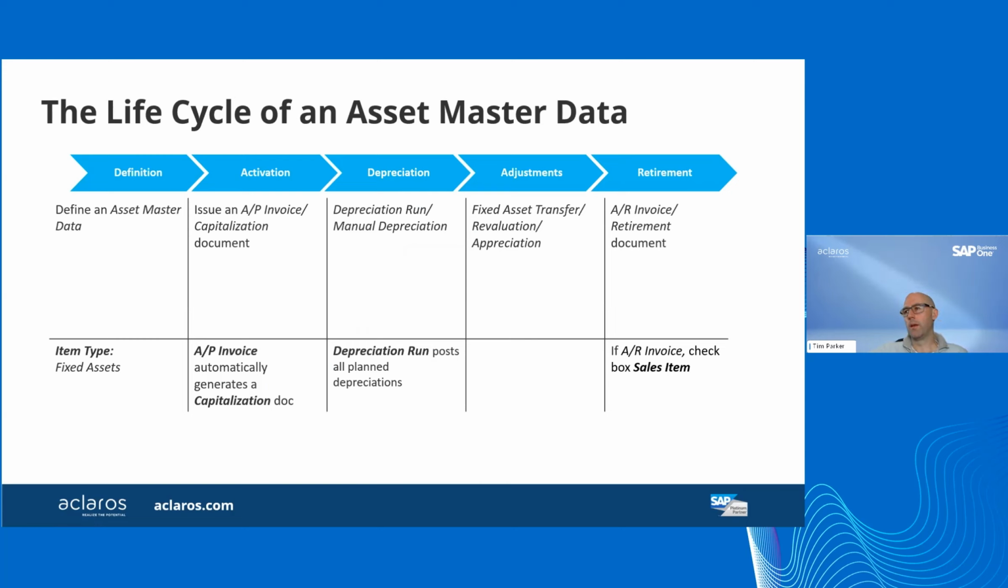When you look at the life cycle of an asset for master data, the first thing, like we mentioned, is to define the asset master data. Once that's done, then you can capitalize the asset, and by doing that, you do an AP invoice. The AP invoice is created, no journal entries, and then it automatically creates a capitalization document with that. And I'll show you how that comes out on a clearing account.